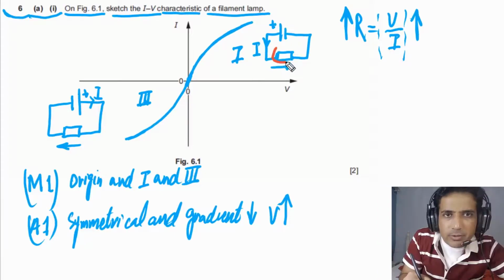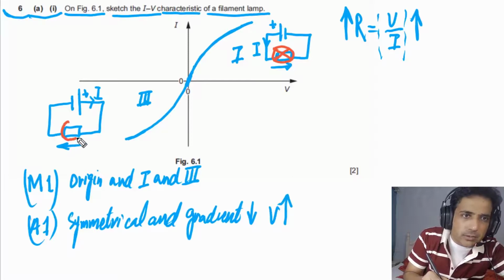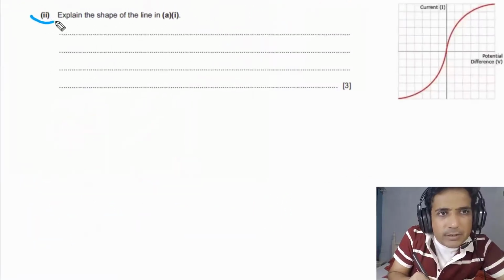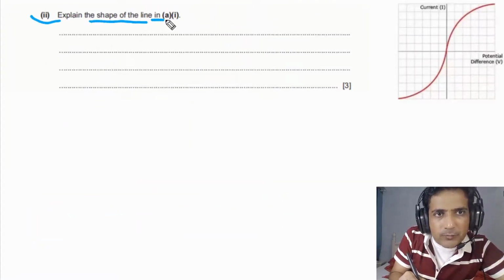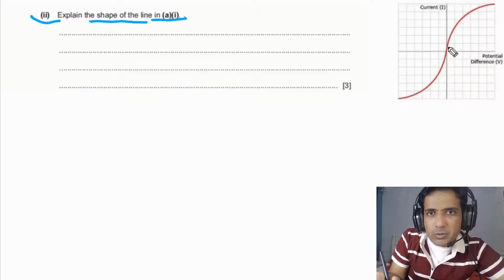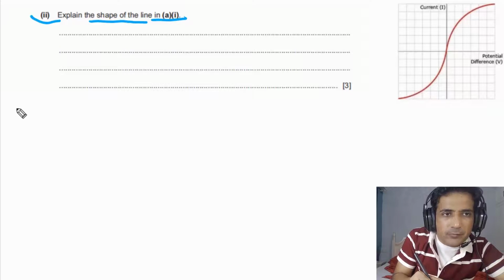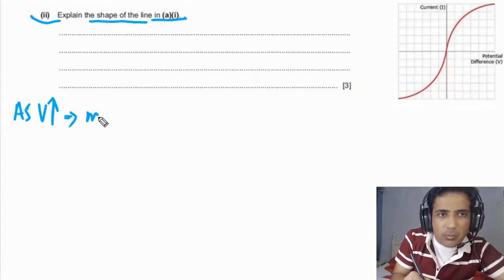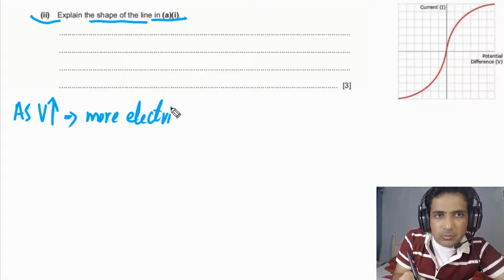In this circuit, this resistor is representing a filament lamp, and this resistor is also representing a filament lamp. So these are filament lamps. For the second part, we need to explain the shape of the line in A1. Means we need to explain the shape of this curve. For this curve, first of all, as V increases, it simply means that more electrical energy is converted into thermal energy.